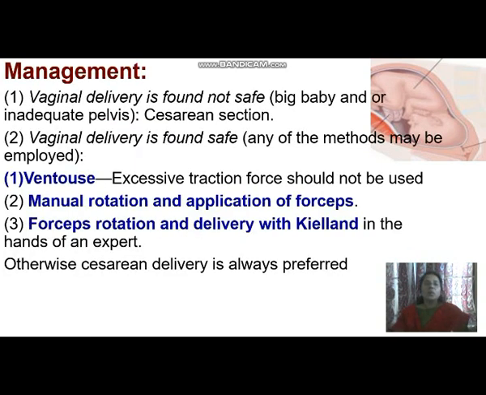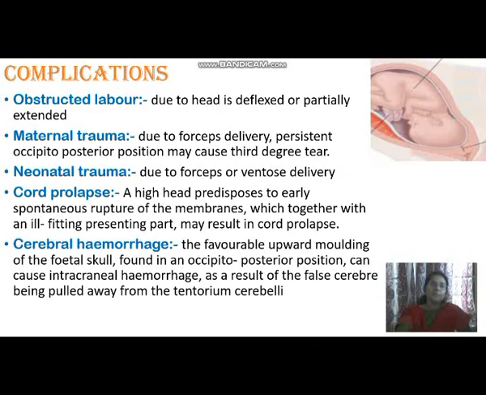Management: vaginal delivery is not safe if the baby is big or the pelvis is inadequate, and then we have to go for cesarean section. If vaginal delivery is found safe, any of the methods may be employed, such as ventouse, where excessive traction force should not be used, or manual rotation and application of forceps, or forceps rotation and delivery with Kielland's forceps in the hands of an expert. Otherwise, cesarean delivery is preferred. That is the management of deep transverse arrest.